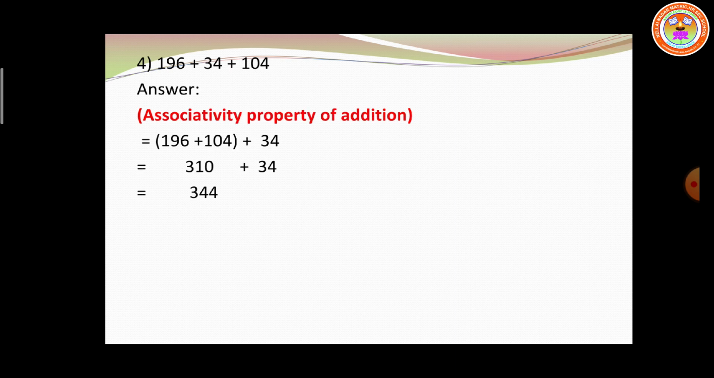Then the last problem, it is just an addition only. So it is the associativity property of addition. I've just grouped 196 plus 104, you will get 300. So 300 plus 34 is equal to 334. It is a very easy exercise, children. Just go through the problems and the properties. Hope you all understand this exercise. The remaining things we will see in the next session, children. Thank you. Have a nice day.